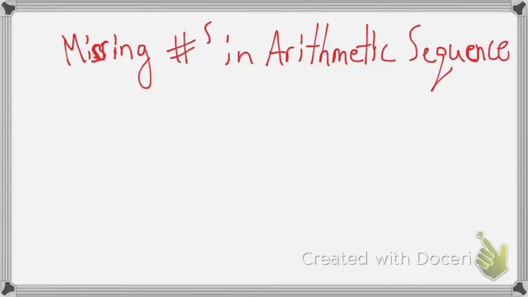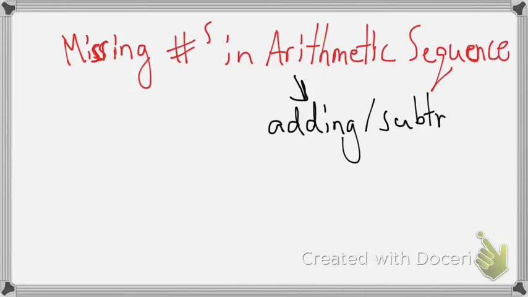Okay, so we're going to show right now how to find the missing numbers of an arithmetic sequence. Just a reminder, a sequence is a list of numbers. So an arithmetic sequence is a list of numbers that are either adding or subtracting by the same number every time as you go from one to the next.